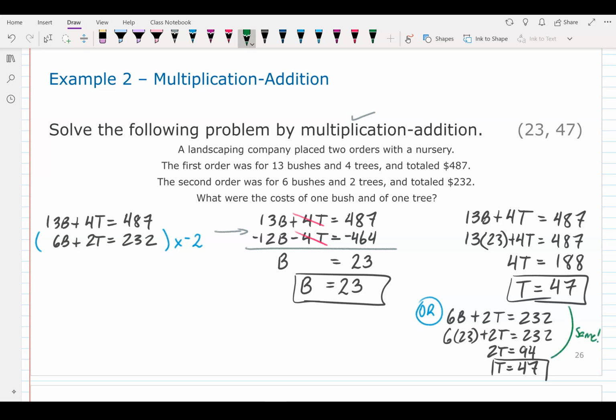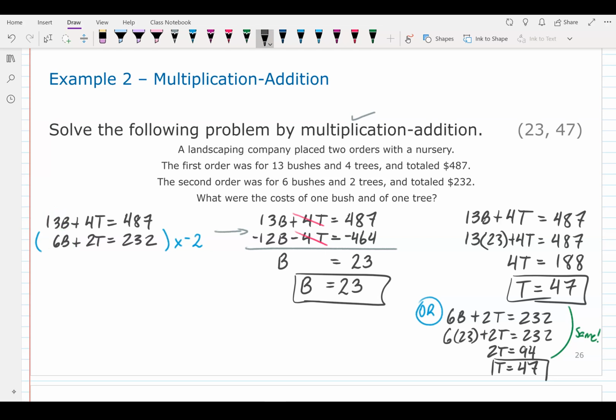It doesn't matter. There are multiple ways to do this. So the more of these problems you do, the more practice you get, the more you realize you can do it multiple ways. As long as you're still doing multiplication and addition when you're asked to, there is choice along the way. For example, if you really wanted 13 and 6 to cancel, well, let me think.